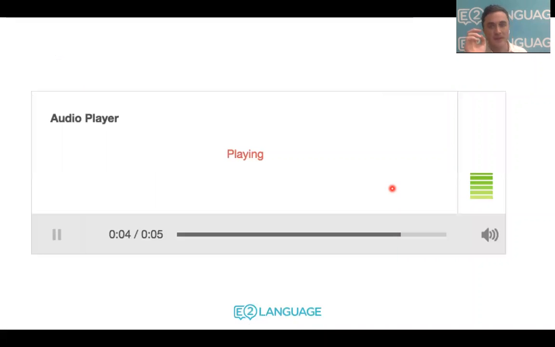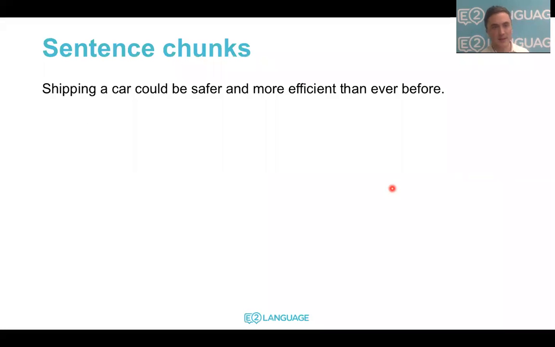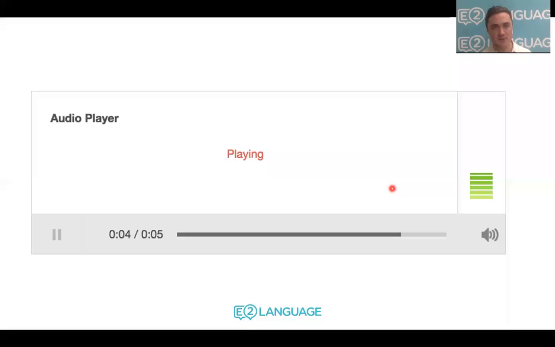Next one. Just concentrate, relax, let the sentence enter your mind. Shipping a car could be safer and more efficient than ever before. Good. I hope you copied my intonation, my phrasing, etc. Shipping a car could be safer and more efficient than ever before.